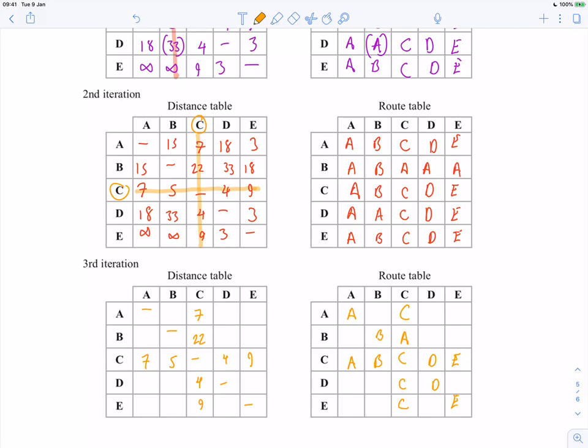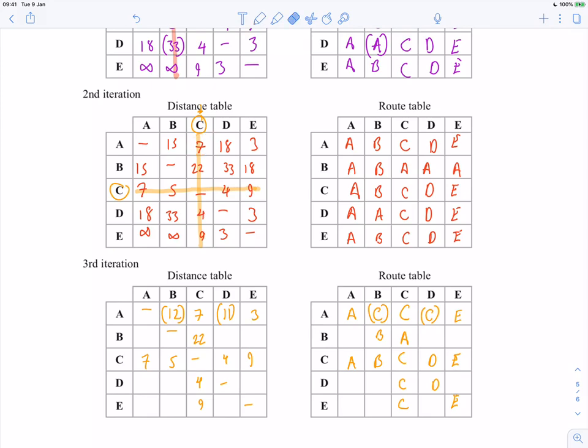So let's do the first column of C. 7 plus 5 is 12, which goes into the 15, so 12 is going to get replaced. Now, because we're working in the C column, we're going to replace this with a C. Every letter we're going to replace with a C now if it needs replacing. 7 plus this 4 is 11, and that's smaller than the corresponding 18. So we change this to an 11, which means we put a C in here. And 7 plus 9 is 16, which is not smaller than the 3, so that stays as 3, so that will stay as an E.